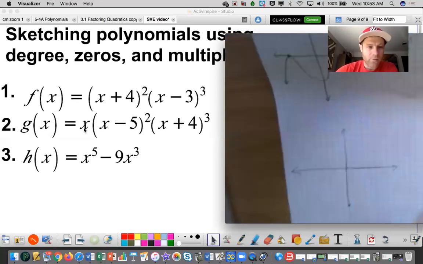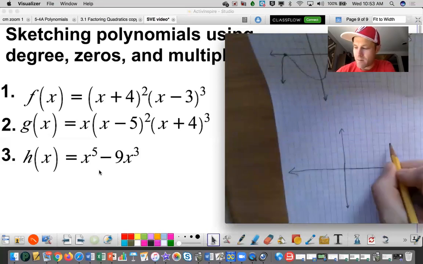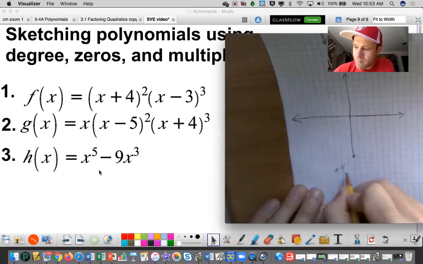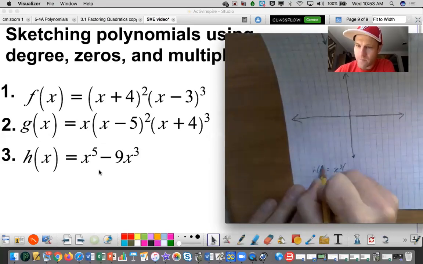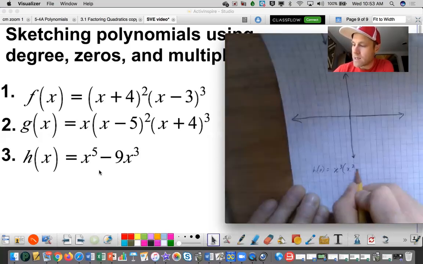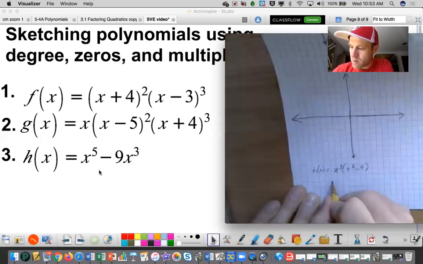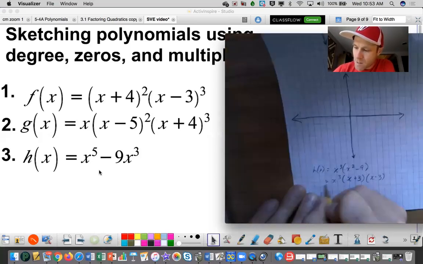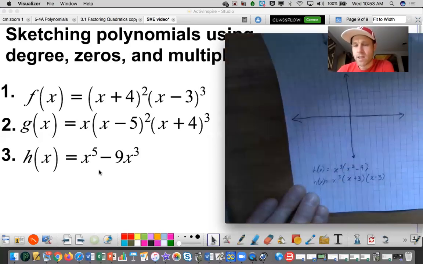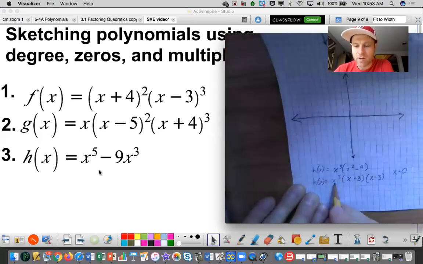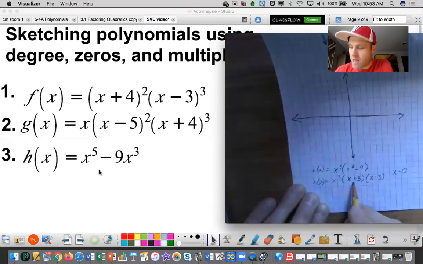So if we look at this function, I'm calling it h of x. I know I have an x cubed that I can factor out. If I factor out an x cubed, I'd have x squared minus 9, which is a difference of squares, so I can use x plus 3 and x minus 3. So now I have 3 zeros again: 0 for the x cubed, -3, and +3.